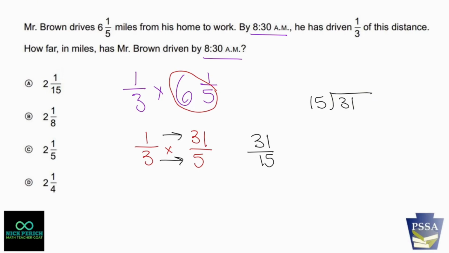So I know 15 goes into 30 twice, so we'll do 2 here. 2 times 15 is 30. Subtract, and you do get a remainder of 1. So my remainder is 1. So how do I write that as a mixed number? Well, the 2 that we got is going to be your whole number. The remainder is going to be the numerator, and the original denominator of 15 is going to stay as 15.